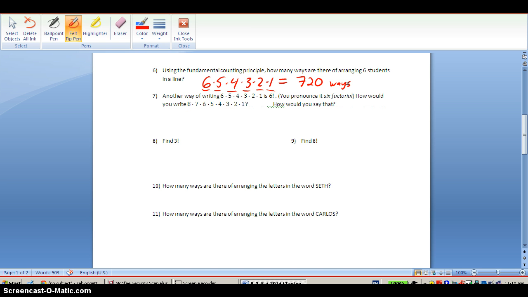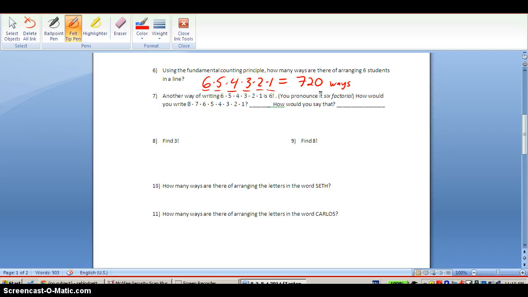Should we go ahead and try to do that? We get 6 student volunteers? Nah, that's going to take too long. I don't want us to find all 720 ways of doing that, so much easier with a smaller problem. But this fundamental counting principle is nice in that it works for these much longer ones that would take a long time for us to actually find all of them.